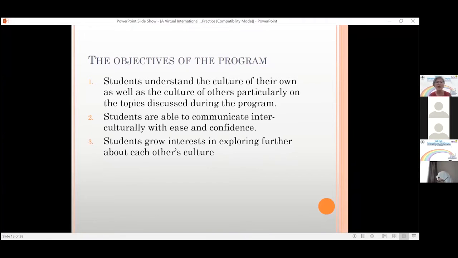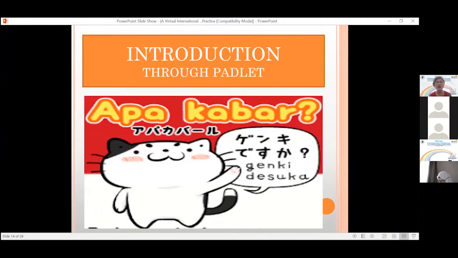Okay, so now I would like to describe what happens in the joint classroom design here. Before they meet on Zoom, they have introductions through Padlet. I would like to show you the introduction on Padlet.